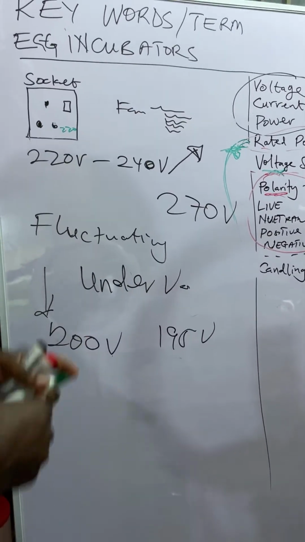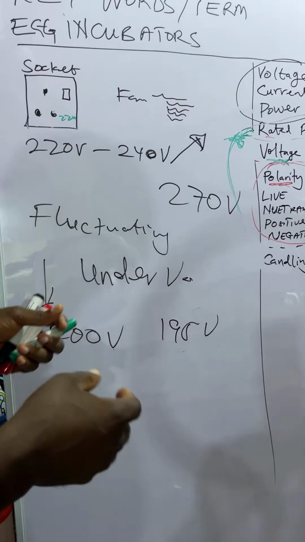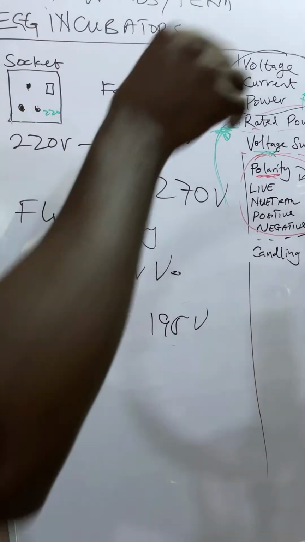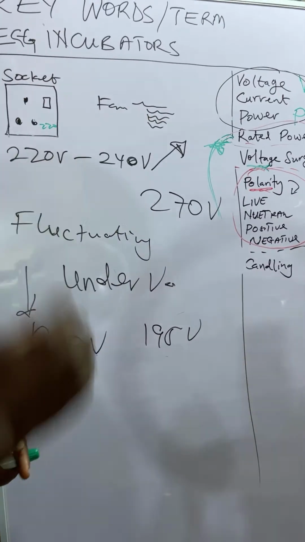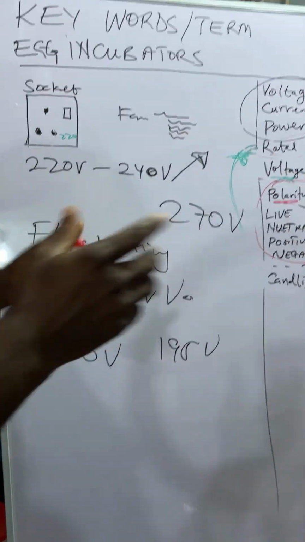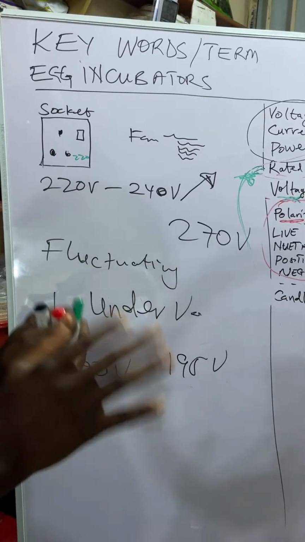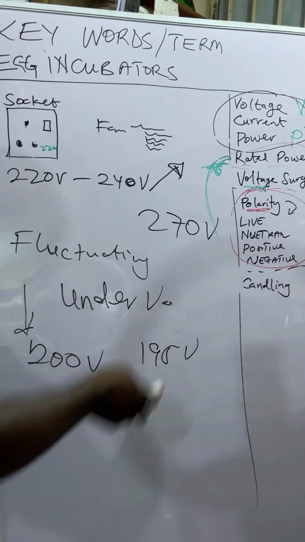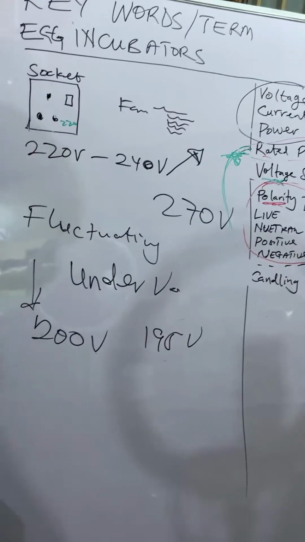It's not that you'll be afraid at your workplace, thinking, hey, somebody should go and switch off my TV, or somebody should go and switch off my incubator. No, if you have some of these systems, you know that you are safe. So that's the thing about voltage surge.